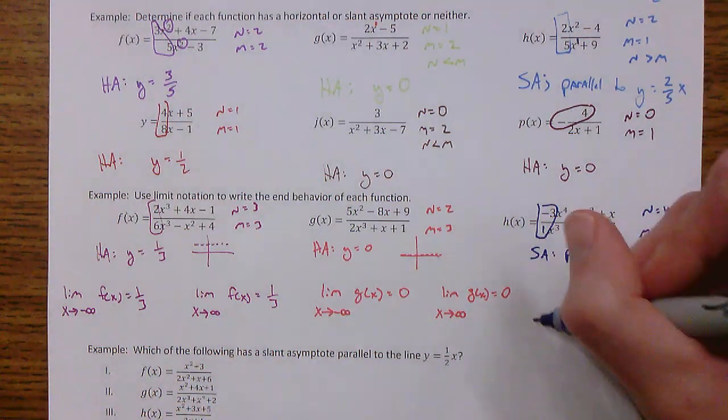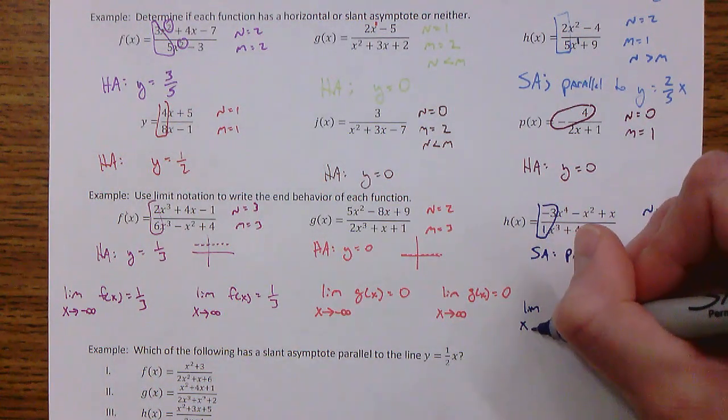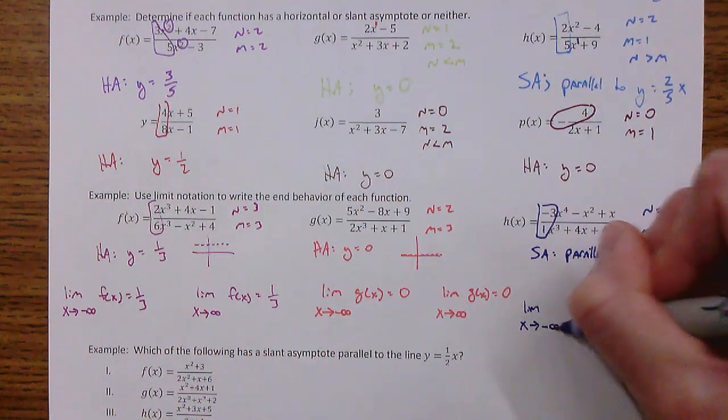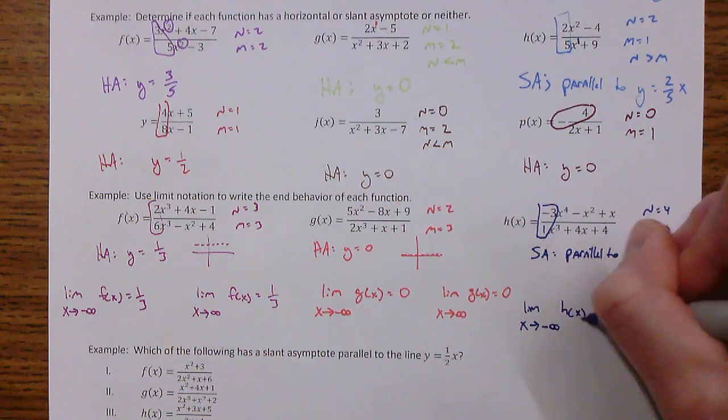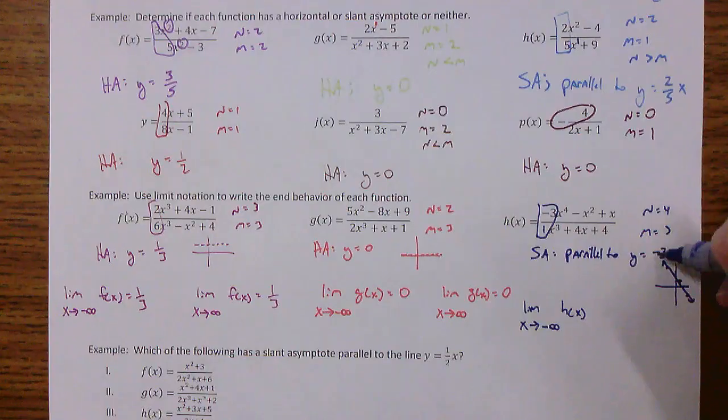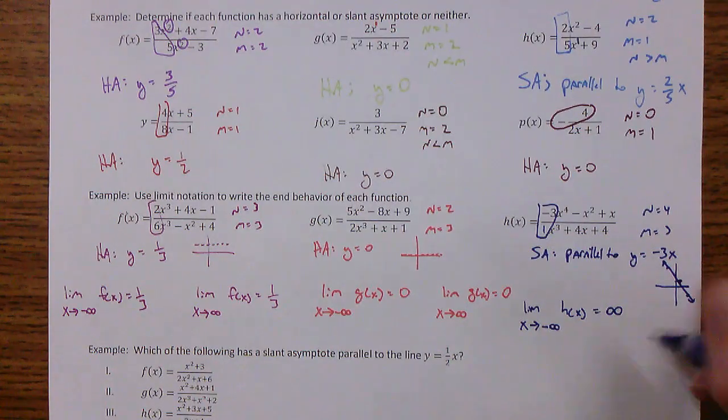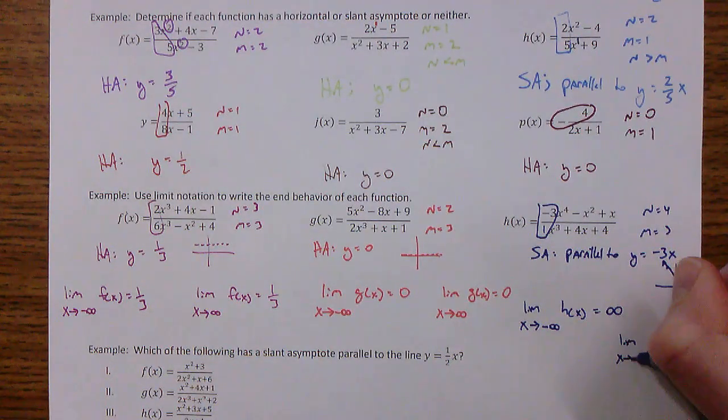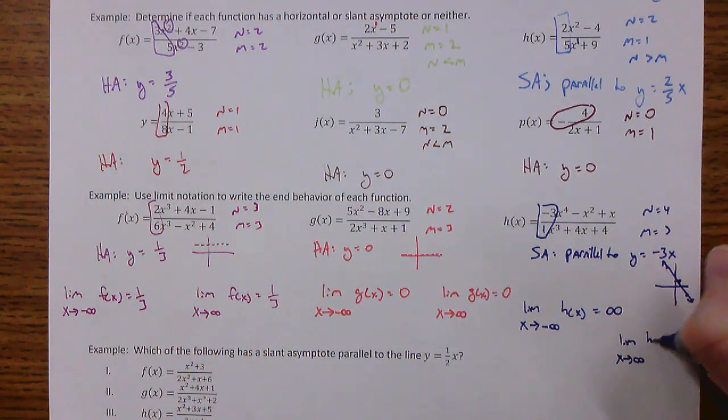Okay, so when I think about my limits, what's happening as x is going negative forever? Well, if I'm following this asymptote, the asymptote's going up forever, so it's going to be forever approaching infinity. And then on the other side, as x is going bigger, what's happening to my function? Well, I'm following this asymptote, which is going down forever, so will my function.